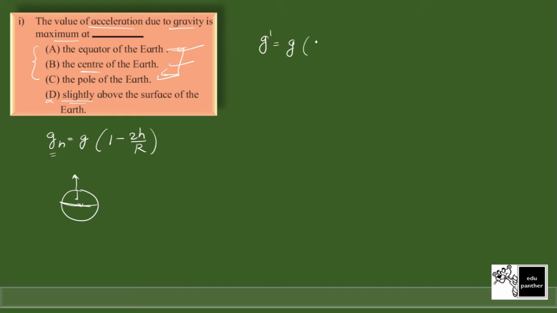See, formulas are very important. g' is equal to g minus r omega square cos square phi, or cos square theta. Theta is the angle or latitude for a particular point. So what will be the maximum value? Where will you get the maximum value? So basically at the equator.